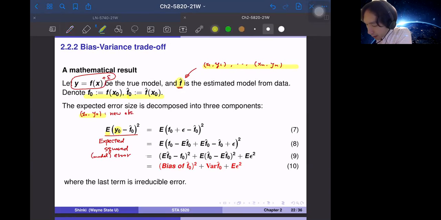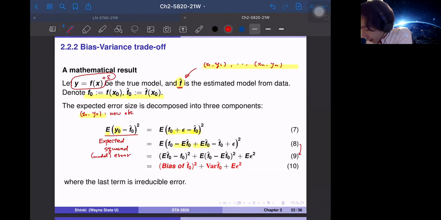So y0 is f(x0) plus epsilon. So that is f0 plus epsilon, minus f hat 0. Now we put in negative expectation of f hat and positive expectation of f hat 0. Then the first line and the second line are exactly the same thing. And now we decompose this into 3 parts.